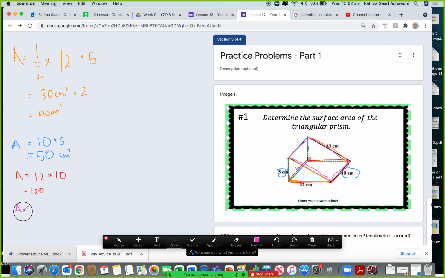So we have calculated the area of all the shapes of the net on the surface of this triangular prism. So what you need to do now is go ahead and add these values in the calculator, and that should give you the final answer. So 130 plus 120 plus 50 plus 60, and your final answer needs to be in centimeters squared.